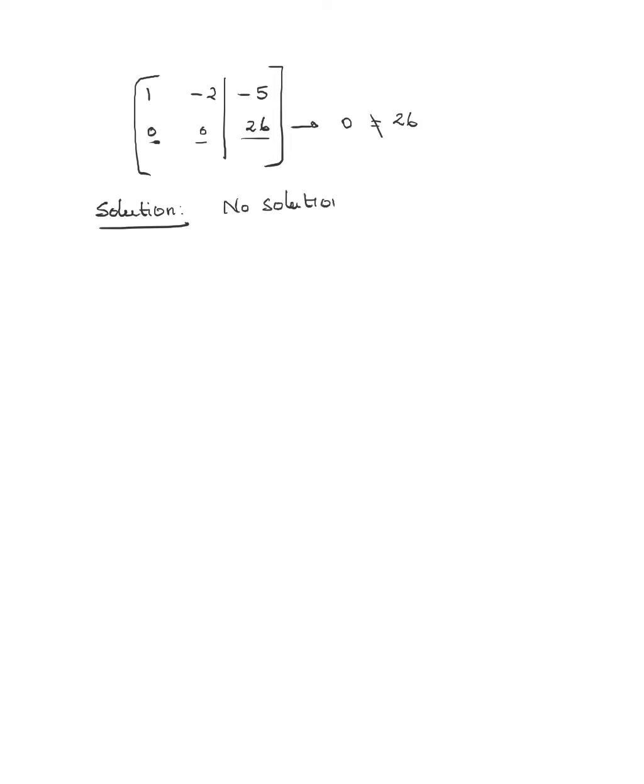You cannot have 0, 0 and some number that is not true. So this system is called inconsistent. If there is no solution, then the system is called inconsistent. And let's look at the next example we have.